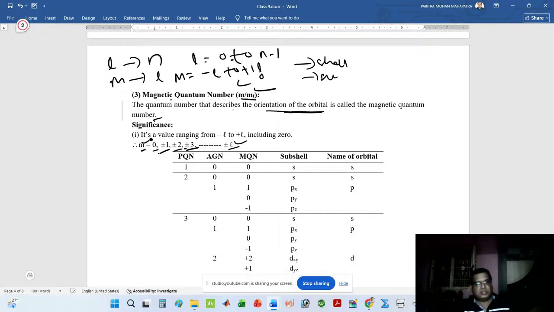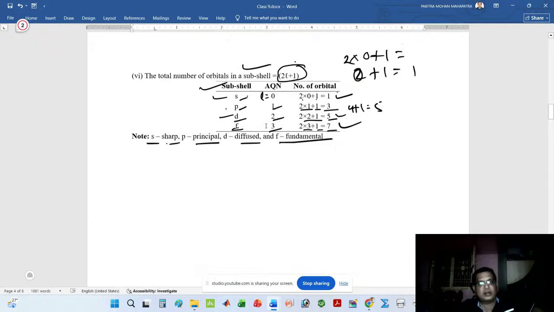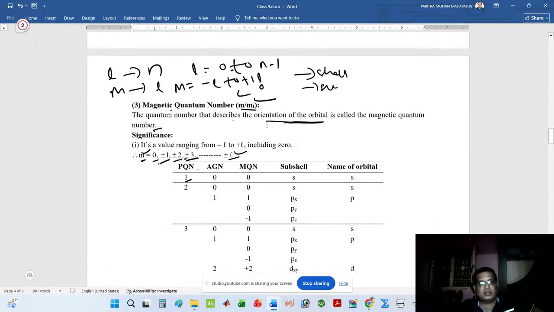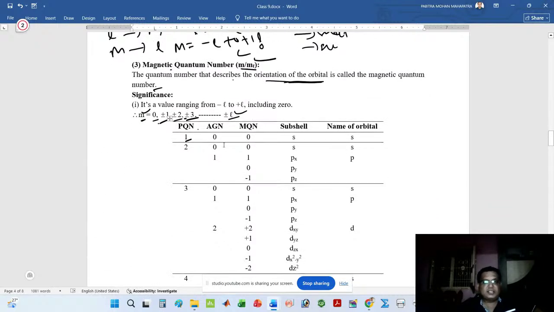Now see how the magnetic quantum number is related to the azimuthal quantum number. Let me explain one by one. Suppose I take principal quantum number 1. If I take principal quantum number 1, then the azimuthal quantum number, here it is not AGN, it is actually AQN.